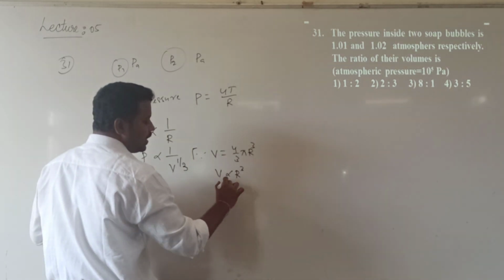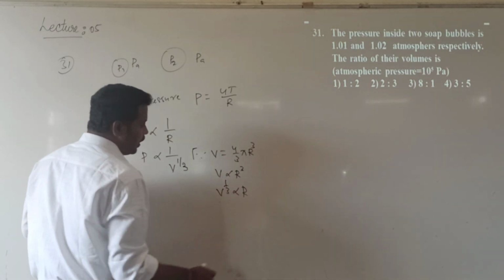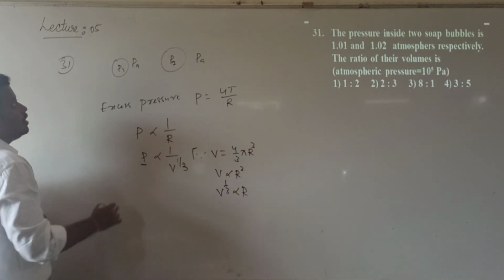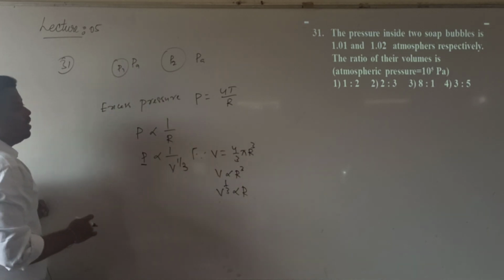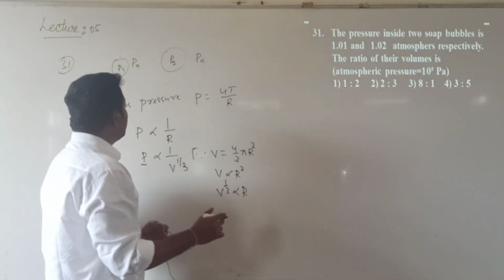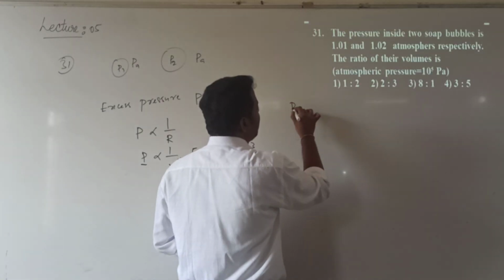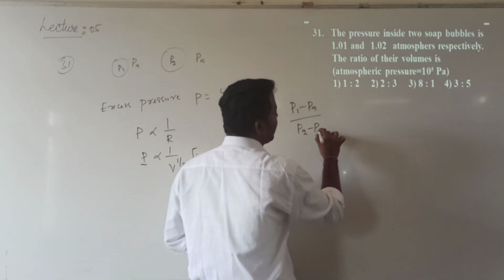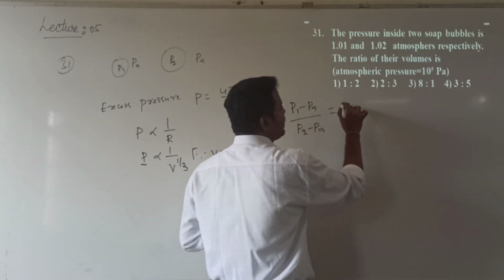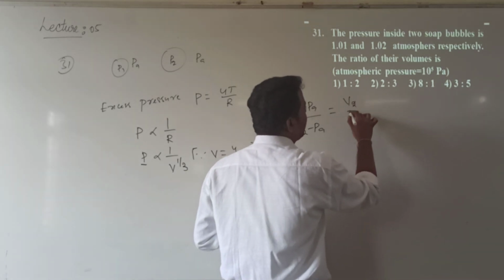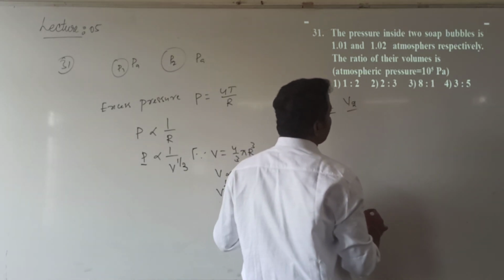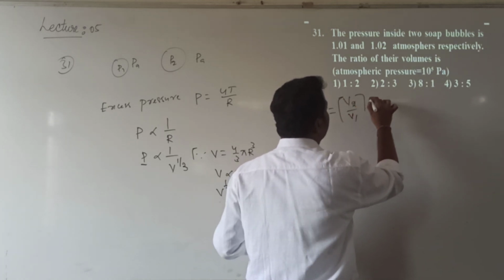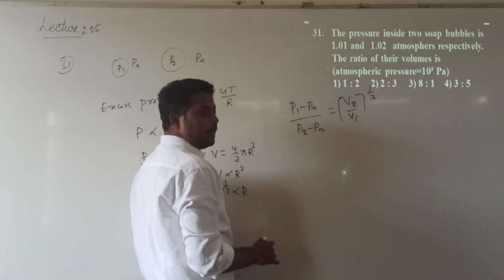So V power 1 by 3 is proportional to which one? R. In place of R, I have written V power 1 by 3. But this is excess pressure, and they have given pressure, not excess pressure. So what can I write? What is the excess pressure inside the first one? P1 minus PA, and P2 minus PA, is inversely proportional to the volume of the second drop divided by which one now? So it is inversely proportional to V2 by V1 whole power 1 by 3. Correct? So then what will I get?